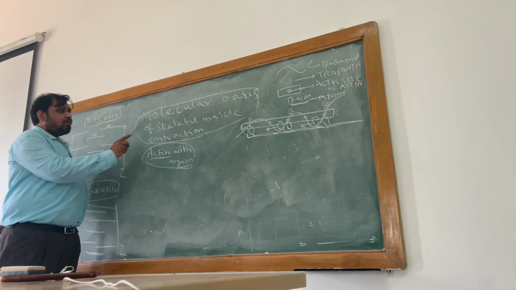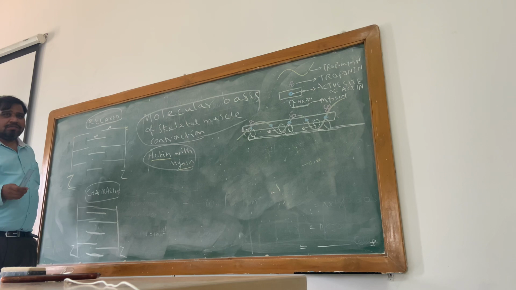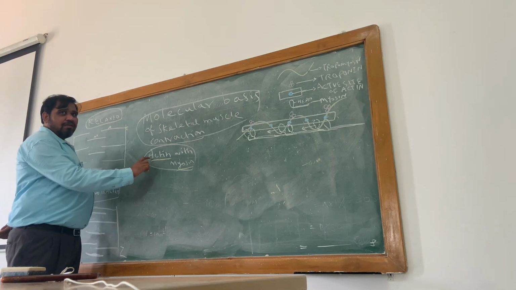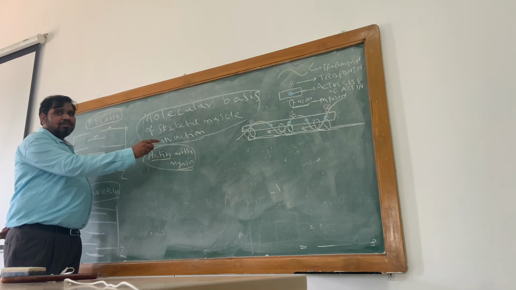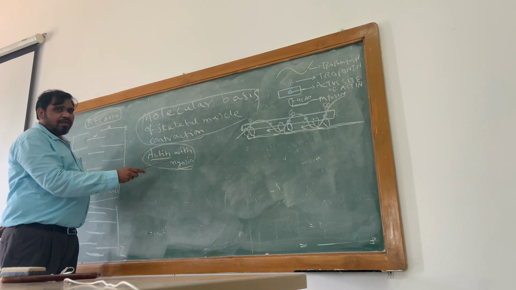Good morning students. Today we are going to discuss the molecular basis of skeletal muscle contraction. The main point in skeletal muscle contraction is the interaction of actin with myosin. Interaction of actin with myosin causes skeletal muscle contraction. Now I am going to discuss how actin interacts with myosin.